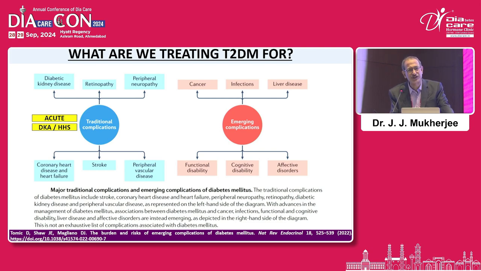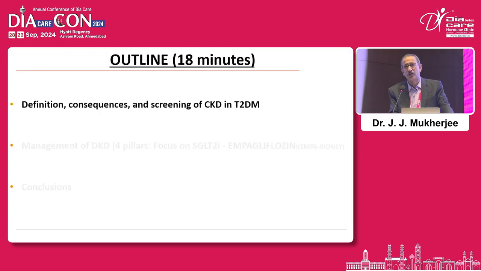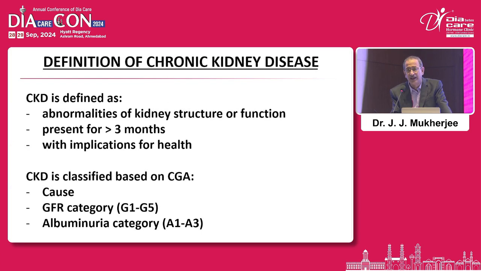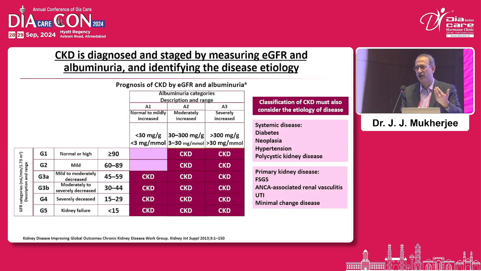So today's focus, on the extreme top left, is diabetic kidney disease. I'm going to talk about the definition, consequences, and screening for CKD. There's a definition which is good for textbooks, for Harrison. It's defined as abnormalities of kidney structure or function, present for more than 3 months, with implications for health. That doesn't make sense to you and me. What makes sense to you and me is this.